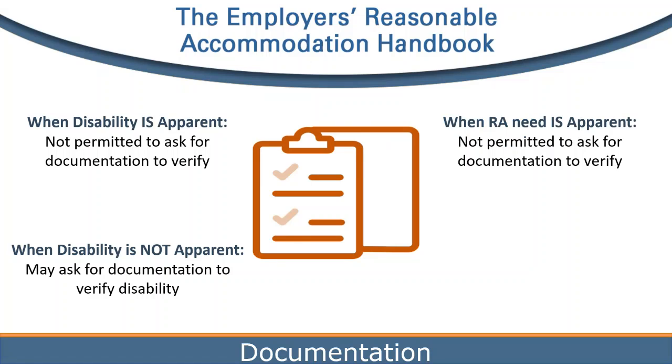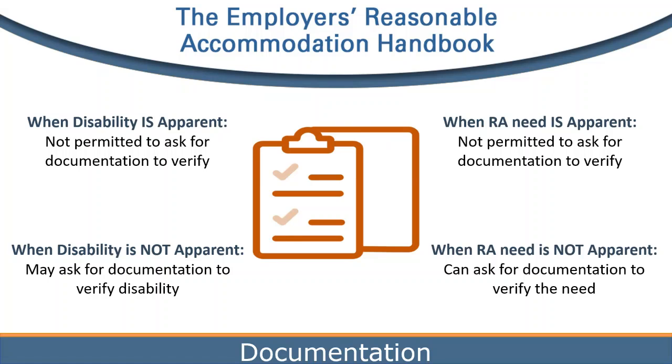If the need for the accommodation is apparent, the employer does not need documentation and is not permitted to ask for it. If the need for the accommodation is not apparent, the employer can ask for documentation to verify the need. In the case of sensory disabilities, the disability and the need for the accommodation may not be apparent at times, and when that is the case, the employer is permitted to request documentation if they wish.